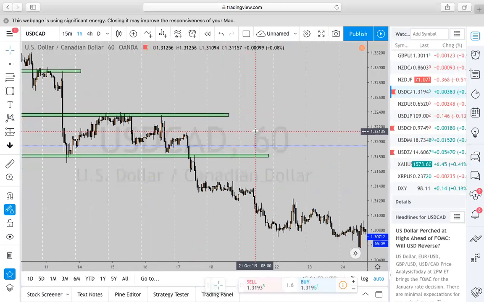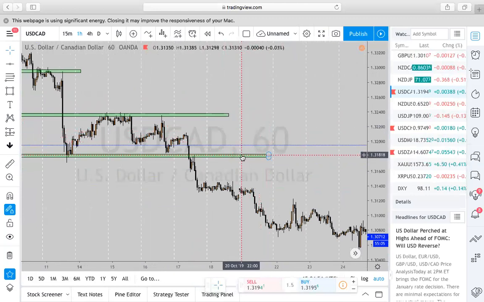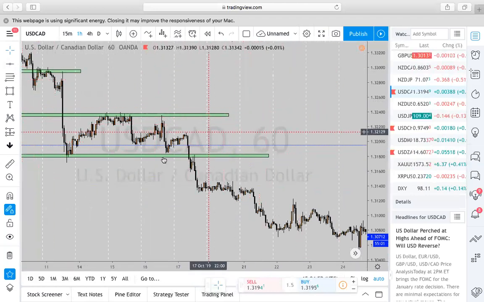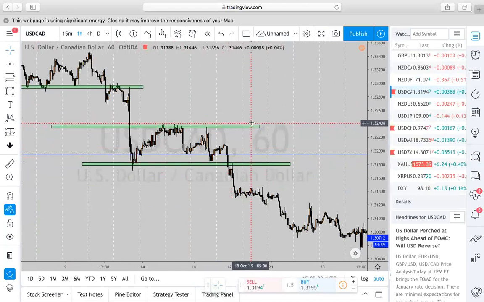Do not trade support and resistance. You just identify them as zones. Draw them on your chart as zones. Stop drawing the lines. Start identifying these areas for what they are.